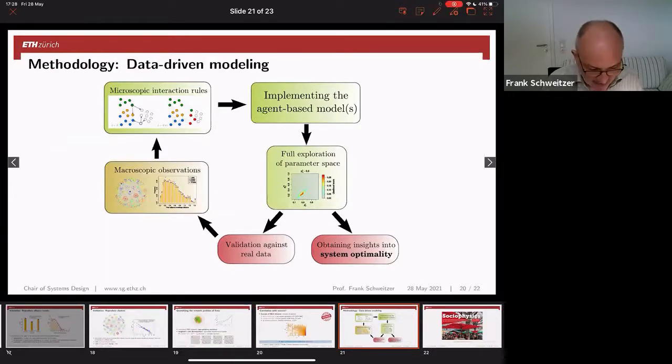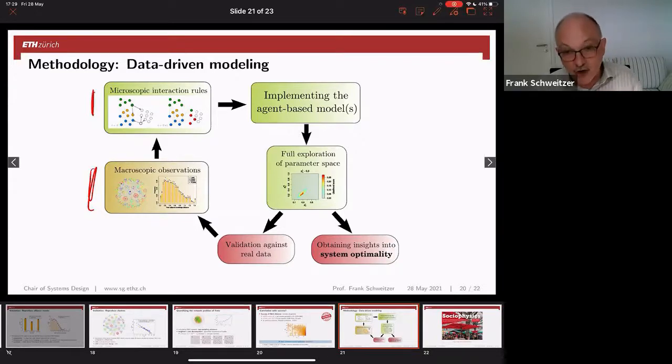Good. If I have to characterize the methodology that we have used to develop these results, it usually starts here. We have macroscopic observations from the data. For example, the network that we have constructed from the data, and then the measures that we have calculated on this type of network, like mean degree and so forth.